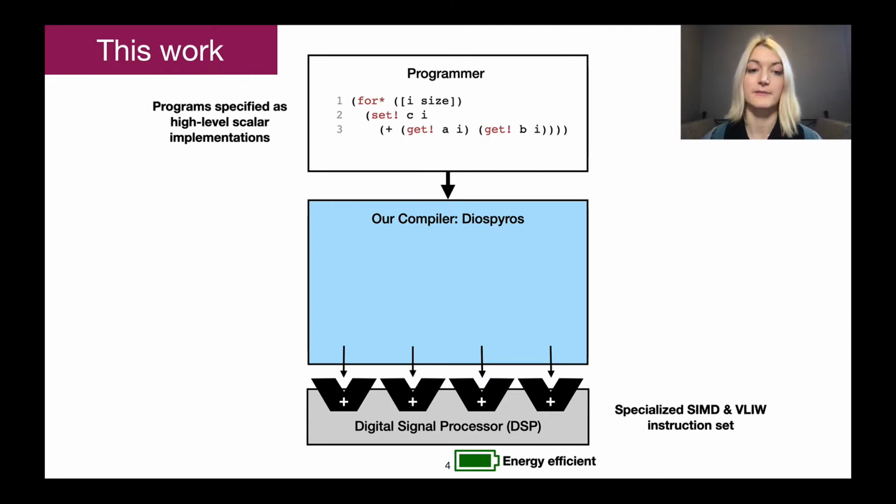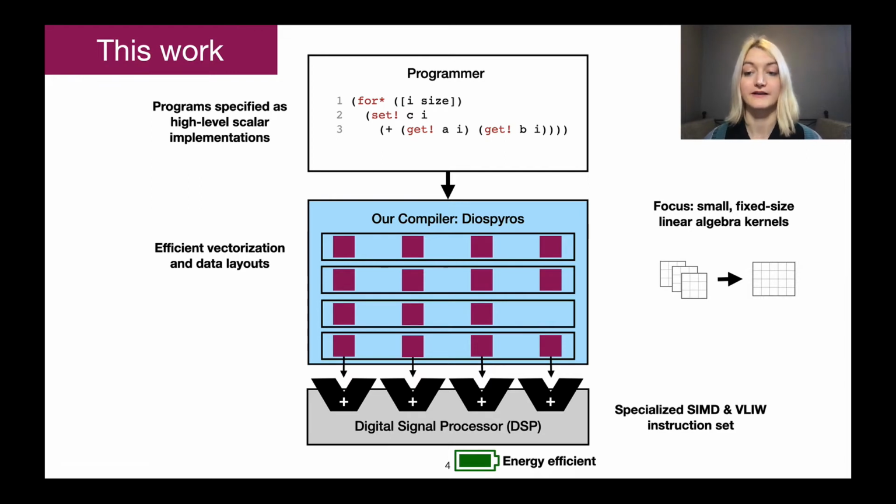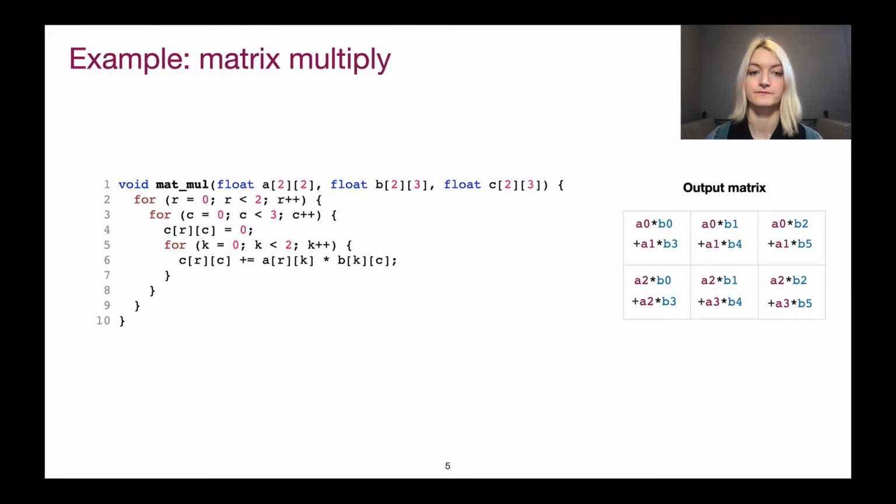So we start with programs specified as high-level scalar implementations that look like this, and we find efficient vectorization and data layout strategies with a particular focus on small, fixed-size linear algebra kernels that might require complex data movement in order to get full vector lane utilization. We embody these ideas in a compiler called Diospyros. So to give an example, here's a fixed-size matrix multiply of a 2x2 and 2x3 matrix. Our goal is to produce the output matrix on the right.